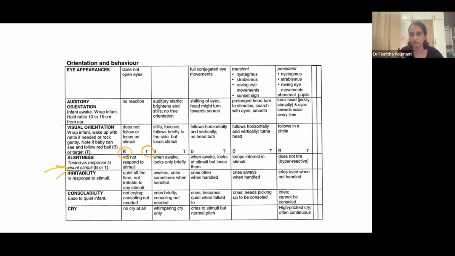That is how you score alertness. It's not how primarily alert that fellow was. If you've done the visual orientation test, what was his response to it? That has to be scored in the alertness. Same thing with irritability, it's in response to stimulus.